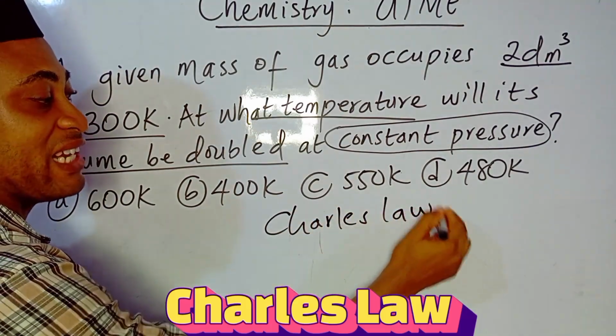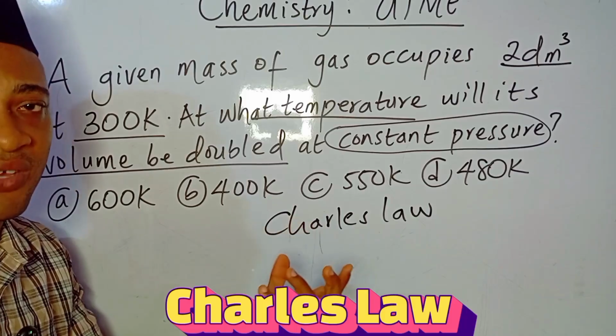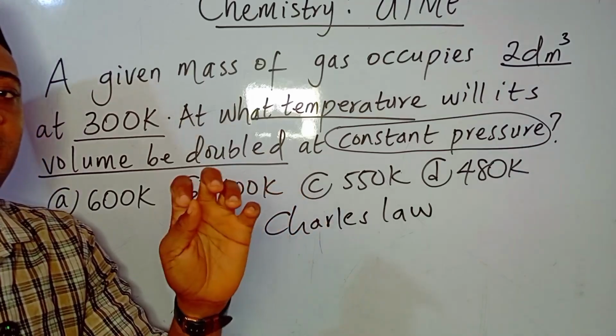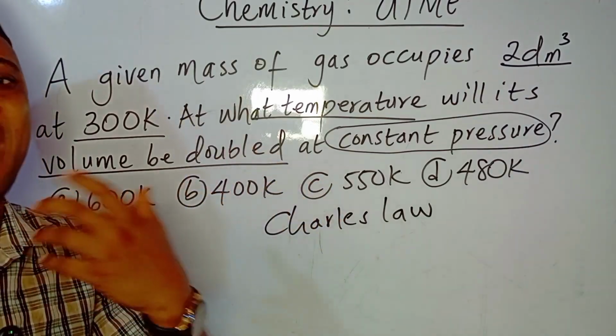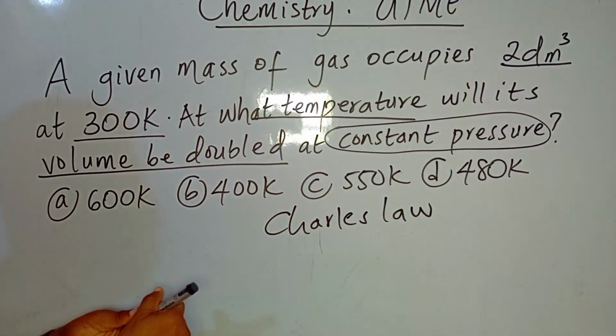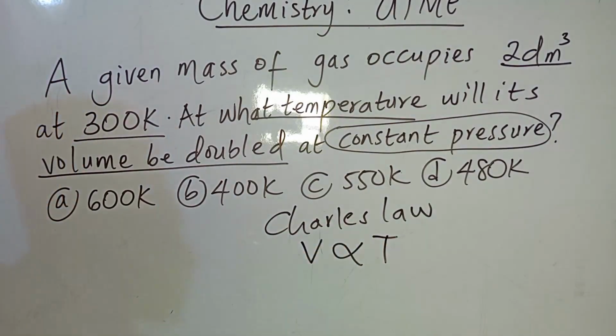Remember that Charles' law says that the volume of a given mass of gas is directly proportional to its temperature in Kelvin, provided that the pressure remains constant. Now remember that the pressure is constant, so Charles' law is actually an isobaric reaction. Okay, now that's by the way. So we're working with Charles' law, which says that volume is directly proportional to temperature.